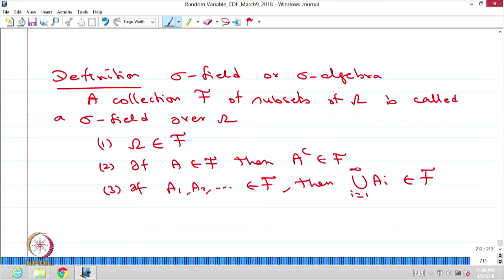This is going to be very important to define a probability. Let me give some examples for the sigma field. Then we will go to the definition of probability.